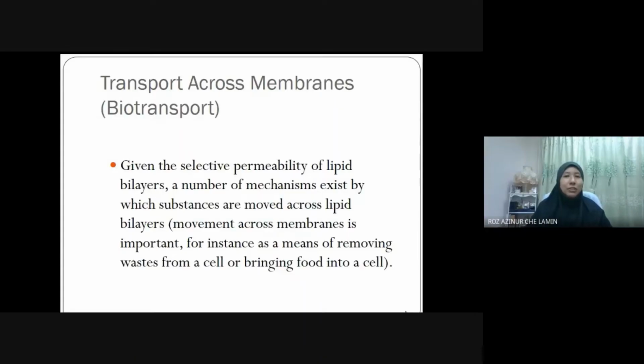Another function of the cell membrane is biotransport. Given the selective permeability of the lipid bilayer, a number of mechanisms exist by which substances are moved across the lipid. Movement across the membrane is important, for instance, as a means of removing waste from a cell or bringing food into a cell.